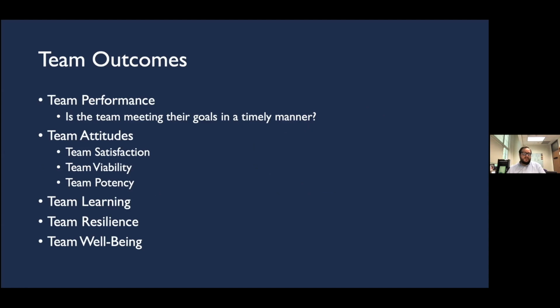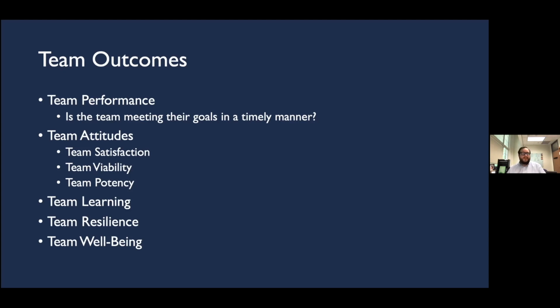Team attitudes, so team satisfaction, the degree to which folks are happy with the team, viability and potency, the team's belief that they can accomplish whatever they're facing. And I know I put team learning down there twice, and it's because a lot of these constructs can be measured either as team dynamics or team outcomes.